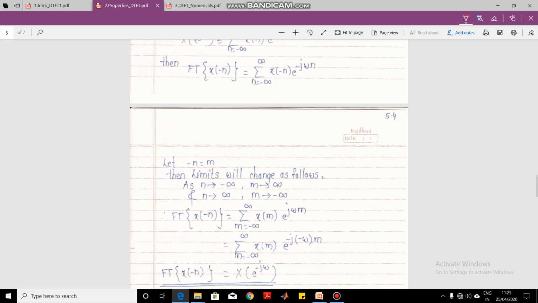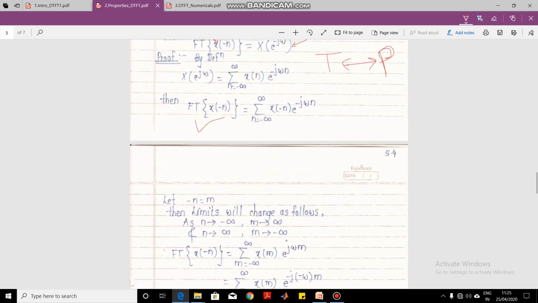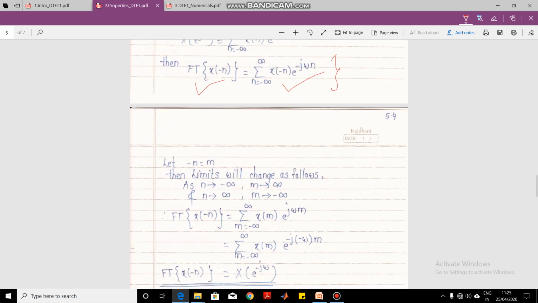How to prove this? We have to take, by definition, the Fourier transform of x of minus n. So substitute this in our standard equation. This equation is the standard equation of DTFT. Now we can do a substitution. Let us substitute minus n is equal to m. Then follow the standard procedure. Let us change the limits from n to m.